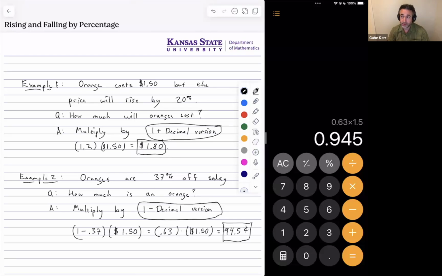So the point of this lesson is to understand that when you have an increase, if you want to calculate the total value after the increase of a percentage, you add 1 to the decimal version of the percentage and multiply. If you have a decrease or a falling value by a certain percentage, you take 1 minus the decimal representation of that percentage and multiply by that value. And that will give you the final total value. All right.